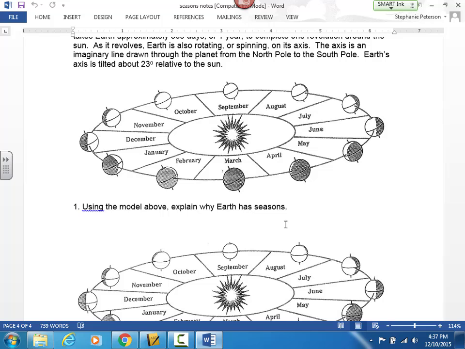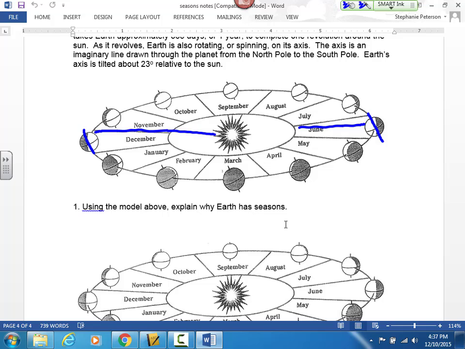Looking at this first diagram, use the model above and explain why the Earth has seasons. The tilt is what causes the seasons. So if you look at June over here, it's pretty obvious that during June, the northern hemisphere is tilted towards the sun. And that's, of course, when we have summer, so we get the most direct rays. If you look over here at December, again, it's somewhat obvious that the northern hemisphere is tilted away from the sun. So that would be when we get the most indirect rays, and that would be the coldest. It also has to do with the length of the days during those seasons. During the summer, we have longer days than we do during the winter.